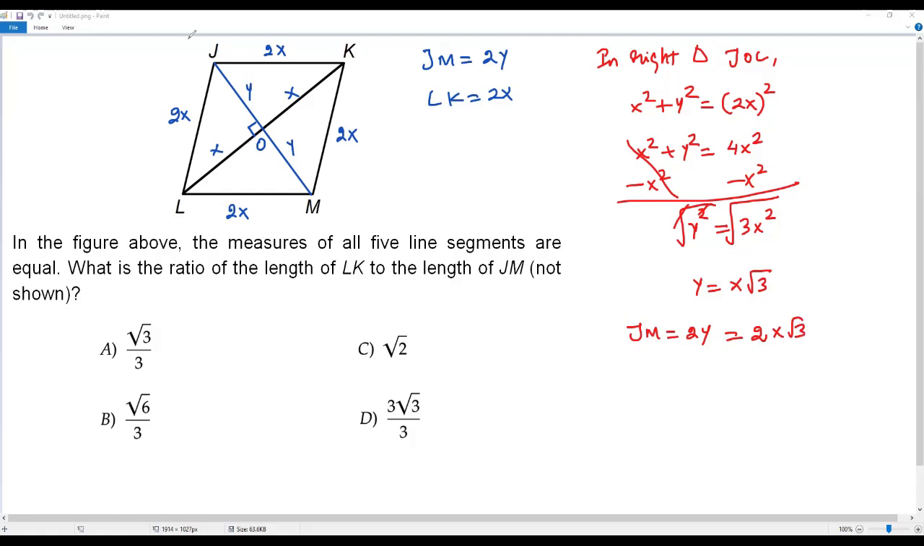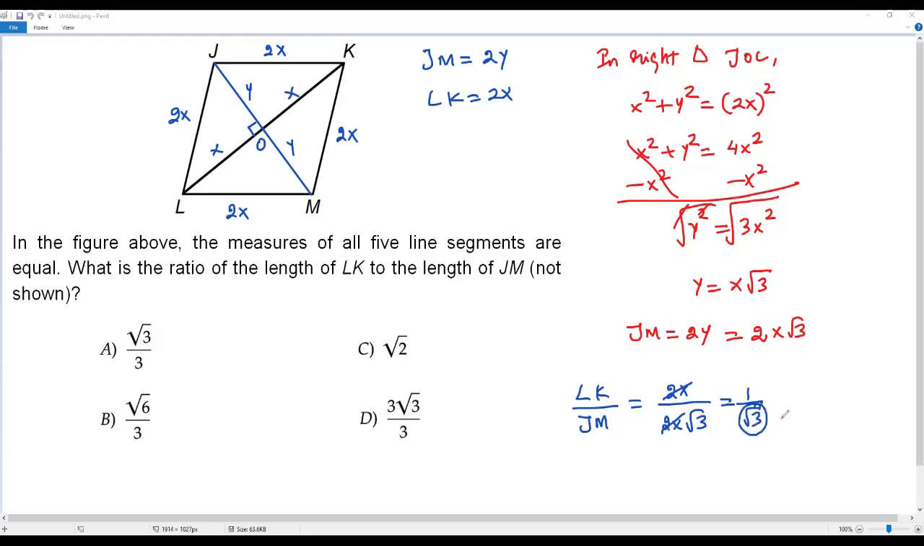Since our aim is to find the ratio of the length of LK to the length of JM, first let me write LK over JM. So it equals LK, already we know that it's 2x. And for JM, just now we got the length, that is 2 times x times the square root of 3. So here this 2x and 2x will cancel. I'm getting 1 over the square root of 3.